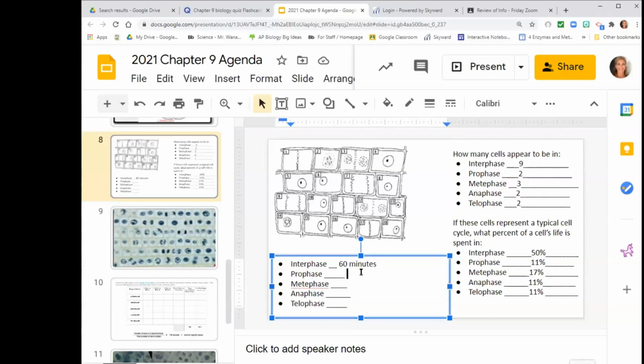Eleven percent of the cycle is spent in prophase. So you would say, what is 11% of 120? I got 13.2. Yes, me too.